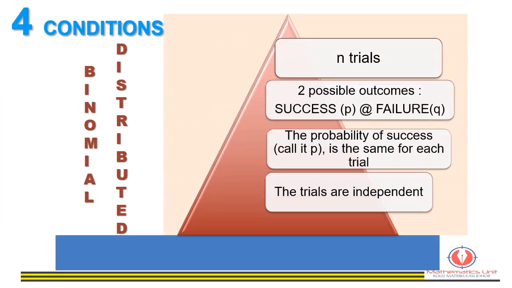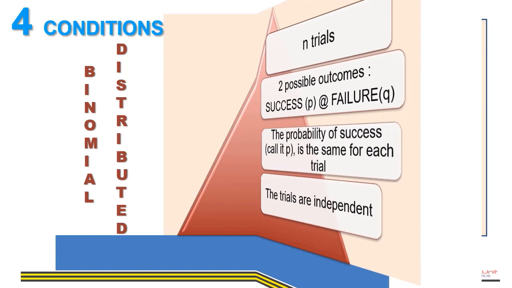Therefore, a random variable is a binomial if the following 4 conditions are met. First, there are n trials. Second, each trial has 2 possible outcomes, success or failure. Third, the probability of success, called P, is the same for each trial. And finally, the trials are independent, meaning that the outcome of one trial doesn't influence the outcome of any other trial.